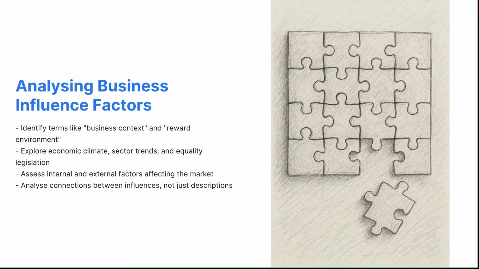So what does this mean? If you spot terms like business context, reward environment, or internal and external factors, you'll want to dig into things like the economic climate, sector trends, equality legislation, and what's happening in the labor market. The assessment criteria will usually spell out which of these you need to cover. Your goal is to analyze how all these influences connect together, not just describe them one by one.